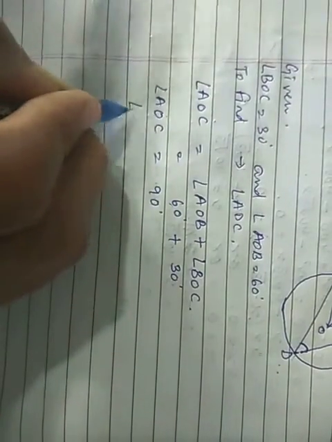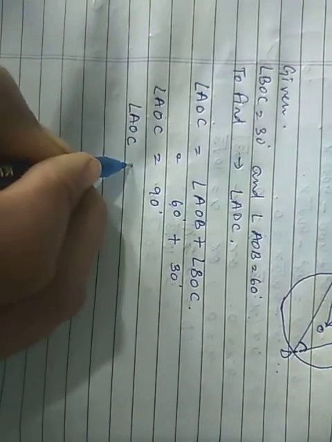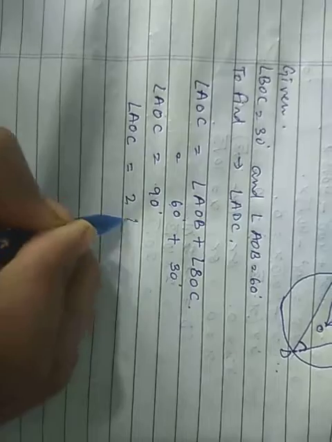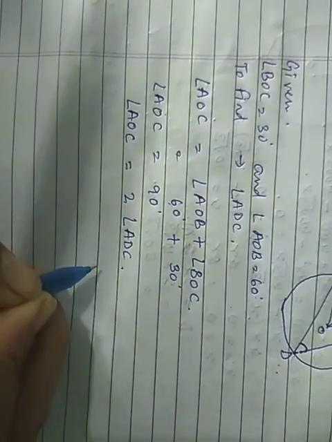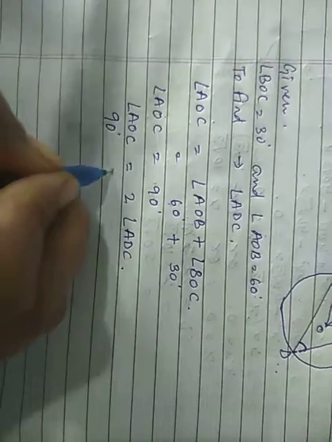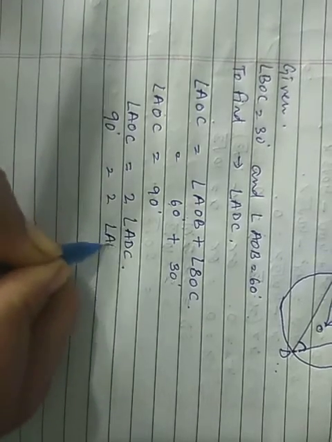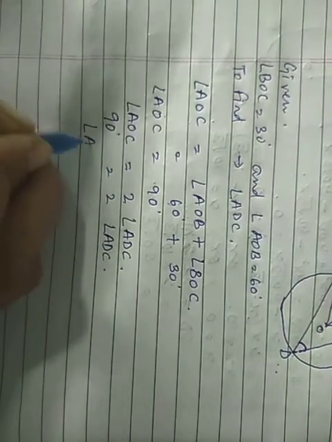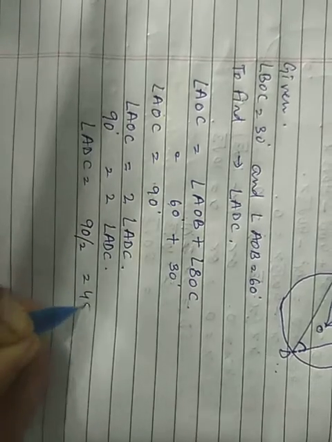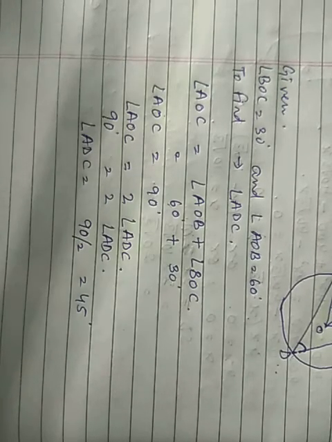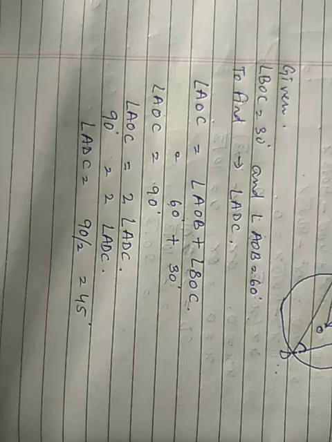According to the theorem, angle AOC is equal to twice angle ADC. So this is 90, twice angle ADC. We need to find angle ADC. So ADC is equal to 90 by 2, and that is equal to 45 degree. So this question is done.